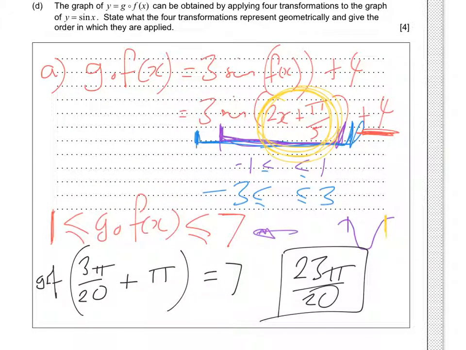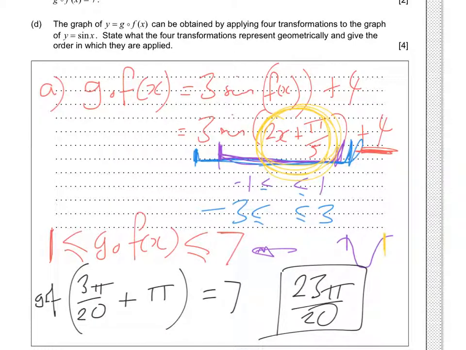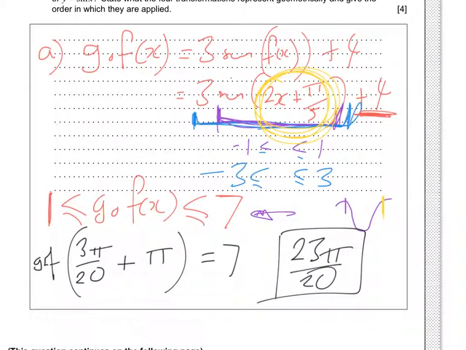Part D was to state the 4 transformations that can be applied to the graph. Now you can apply them in slightly different orders, but it's probably easiest to stick to good old BIDMAS. Deal with the things in the bracket first, and then the things outside the bracket. Deal with the divisions and the multiplications before you deal with the additions and the subtractions.